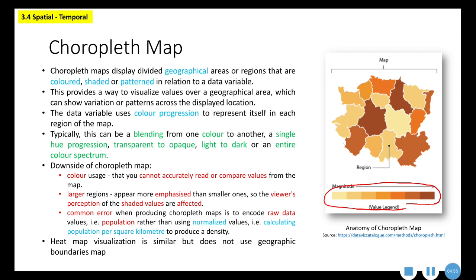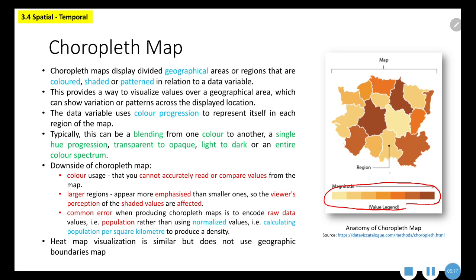And the common error when producing a choropleth map is that they normally encode raw data values, which refers to the population of that specific region. Population is the number of data in that specific region. That is called population, the collection of data.